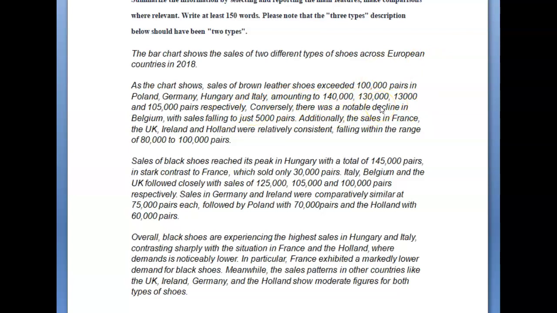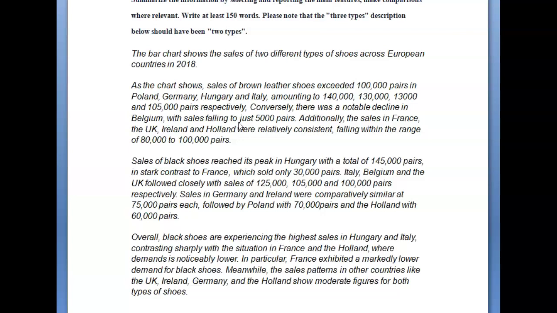Instead, you want to use a language of comparison. So you could have said, conversely, sales in Belgium were notably much lower. Okay, so the language of comparison is what you're going to have to use when you do a static chart like this. And again, sales did not fall. They were at, so sales were far lower at 5,000 pairs. Okay.